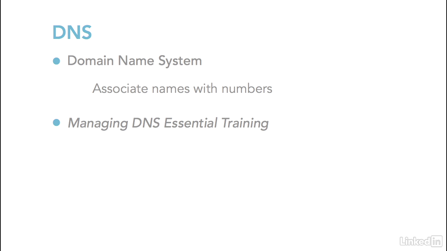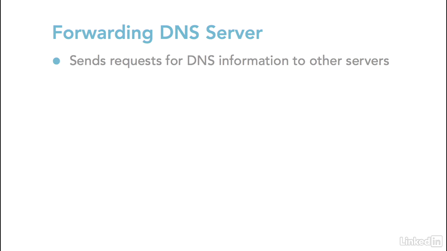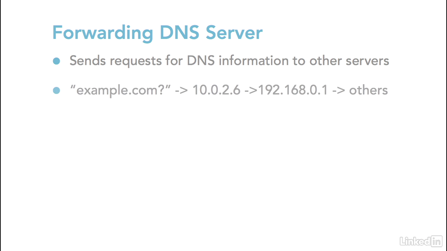The software we'll use for the DNS server is what runs most of DNS on the internet. It's called Bind, but the program we'll be using is called named, short for name daemon. On our router, we'll set up what's called a forwarding DNS server. This kind of server sends requests for DNS information to other DNS servers. So if I were to ask for the address for example.com, that request would go to my router 10.0.2.6, which would then forward it right on to the next DNS server in the chain.